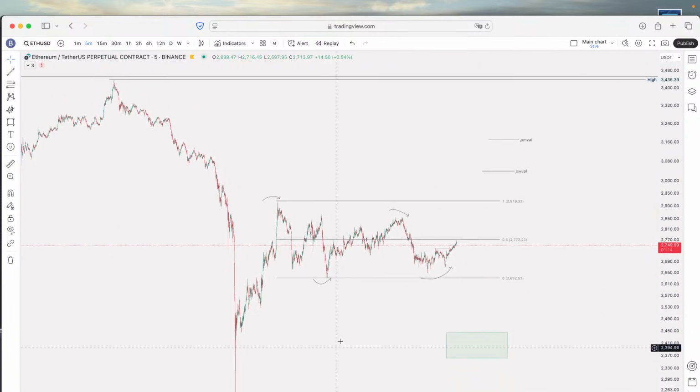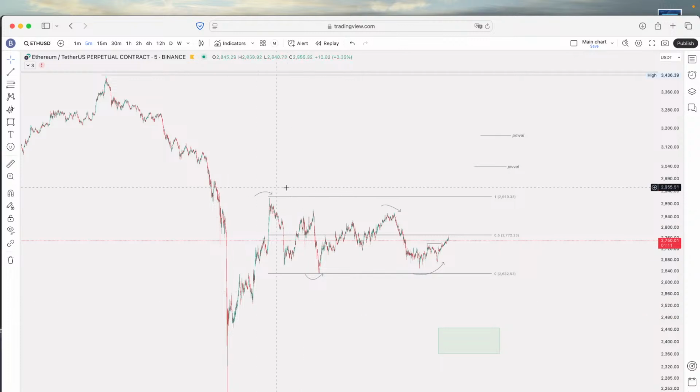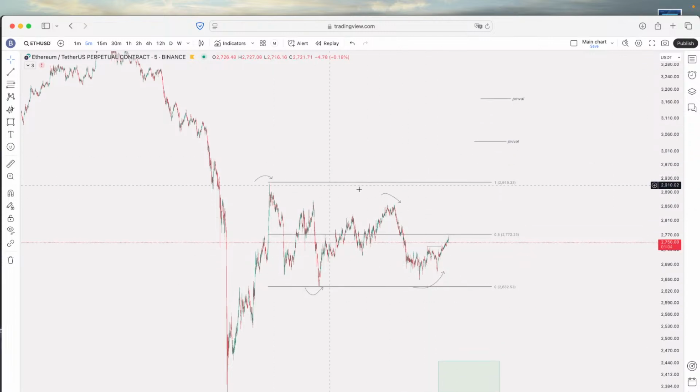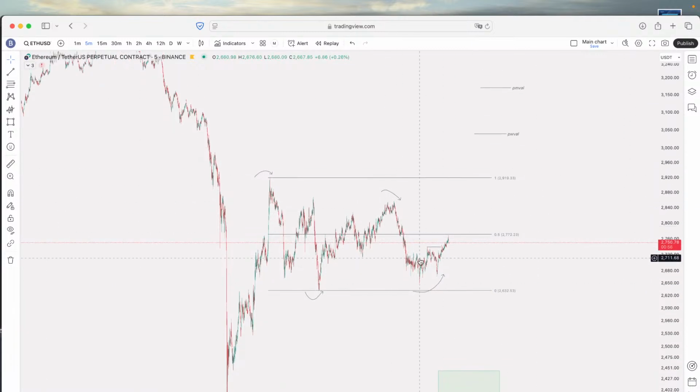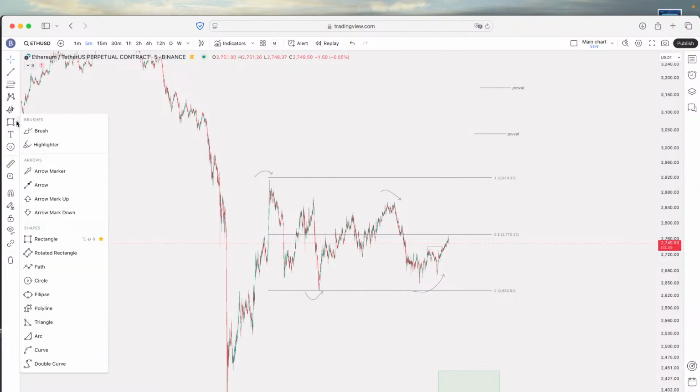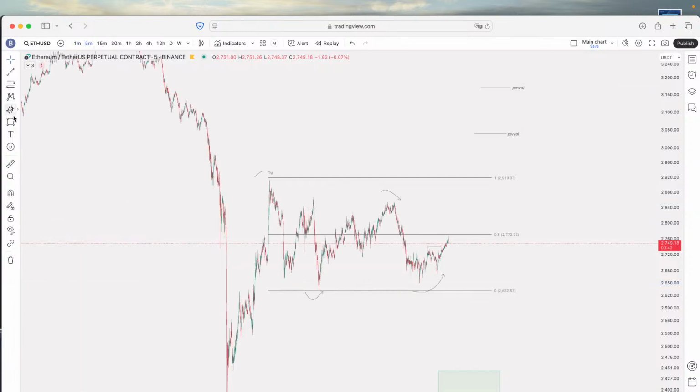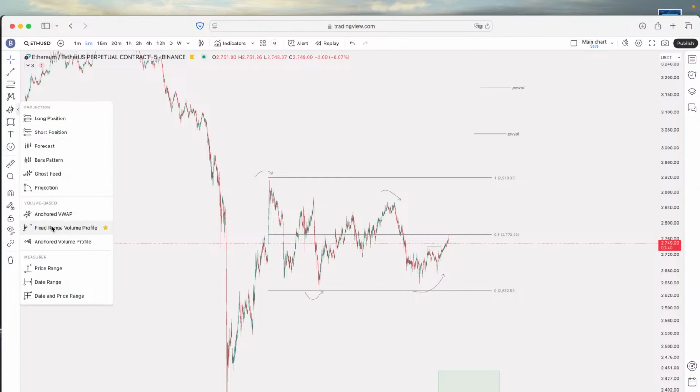We can see that Ethereum is also forming a local range. We have a high here, a low, and the price is compressing, creating lower highs and higher lows. This compression, I believe, will be over soon, and we have some clues that there might be a shift in the market structure on the lower time frames.